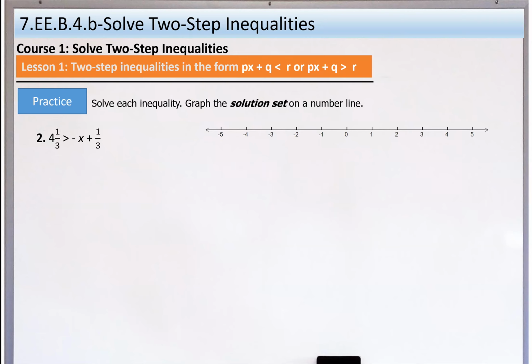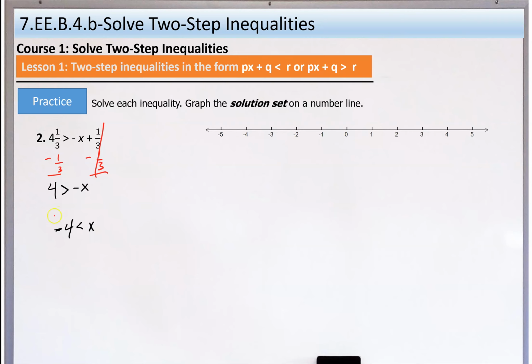Please notice here that our coefficient again is a -1, and that will in fact affect how our answer turns out. So we're going to subtract 1/3 from both sides. 4/3 minus 1/3 is 4, and 4 is greater than the opposite of x. So how do we get this?